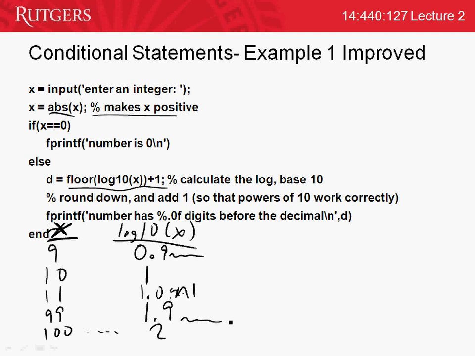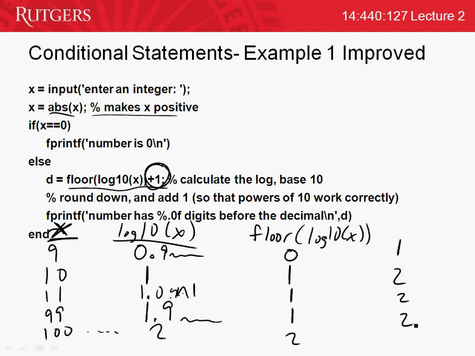Now what happens when we take the floor of the log base 10 of x? Well, this rounds down to 0. 1 stays at 1. 1.0 something rounds down to 1. 1.9 something rounds down to 1. 2 stays at 2. So if we add 1 to each of these, as we do above, we end up with 1, 2, 2, 2, 3. And notice that's how many digits there are in the number.